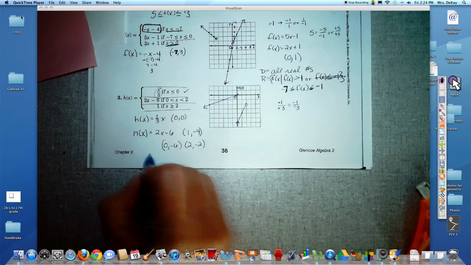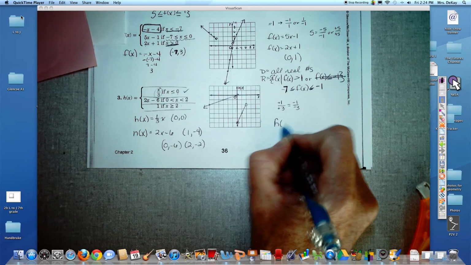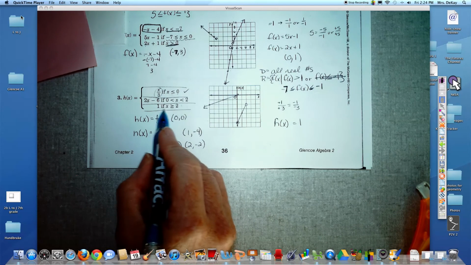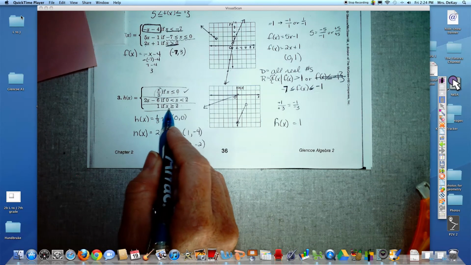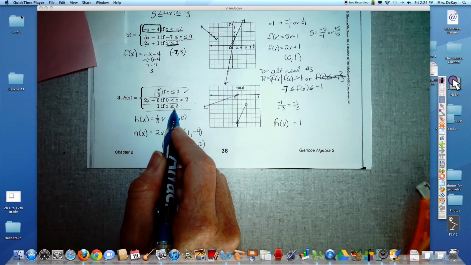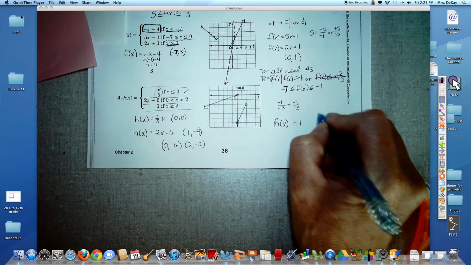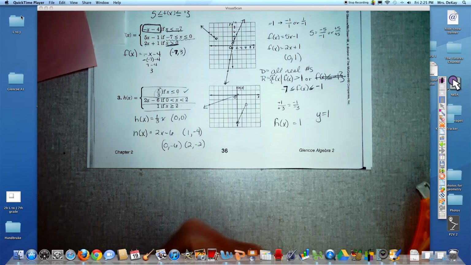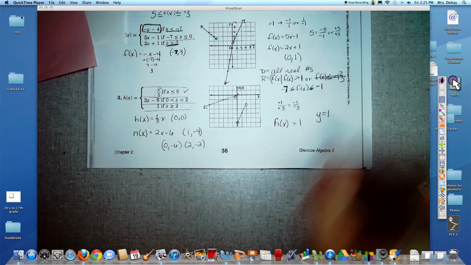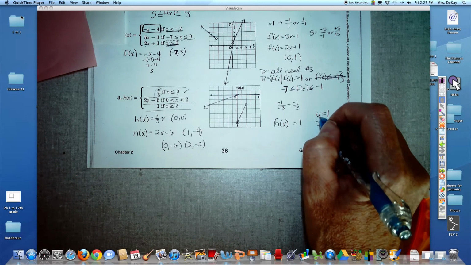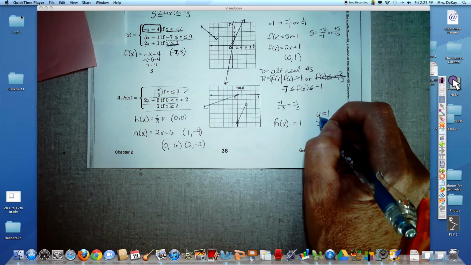And now I know that h of x equals 1, which is my third interval, when x is greater than or equal to 2. Confused? There's no slope. So is it just going to be a point? No, it's not. It's going to be h of x equals 1, which is the same thing as y equals 1. This is the equation of a line, which means the line crosses y at 1.